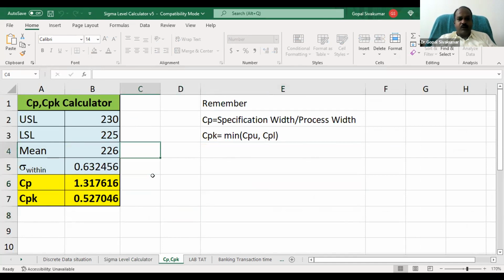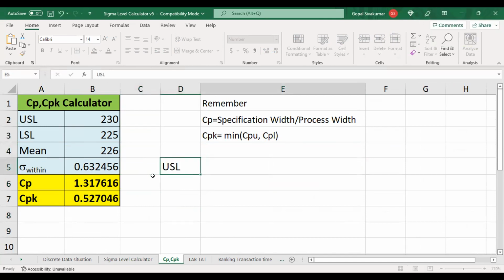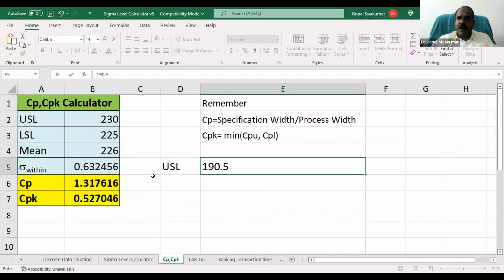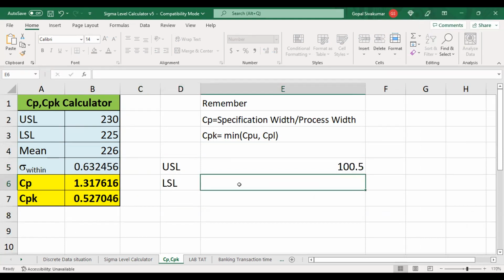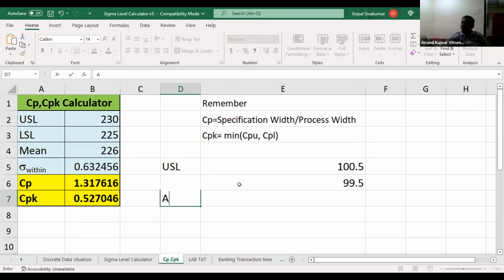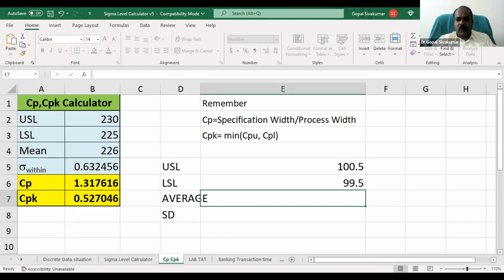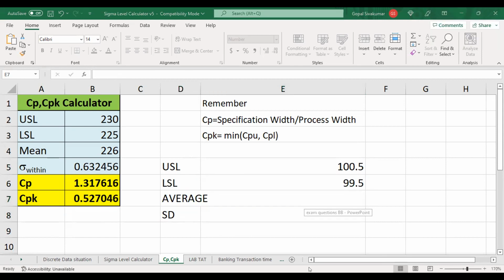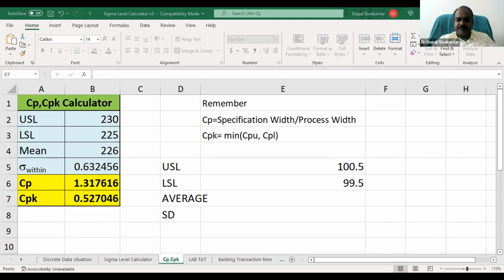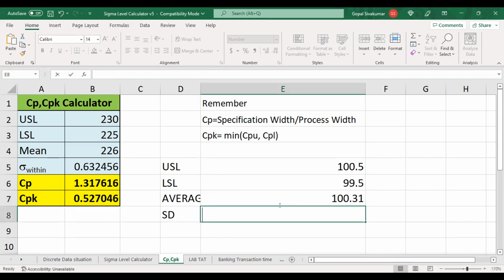Now, can one of you help me recall the values? What is the USL? 100.5. So USL is 100.5 and LSL is 99.5. Now process average and process standard deviation. Process average, do you remember? 100.31. Very good. Standard deviation is 0.05.